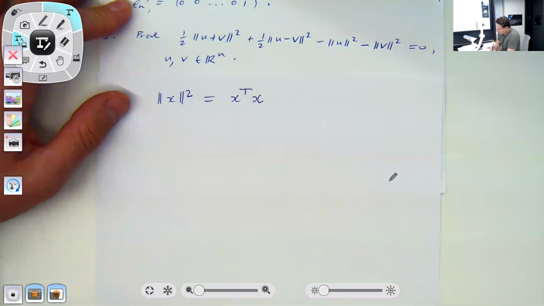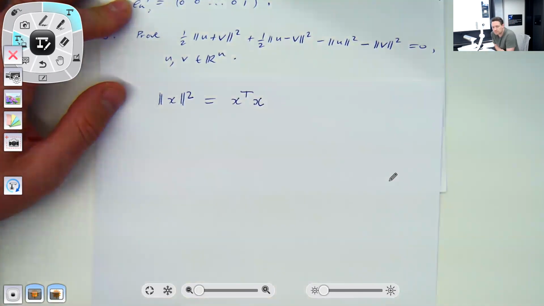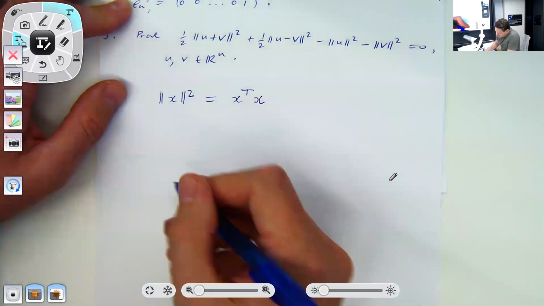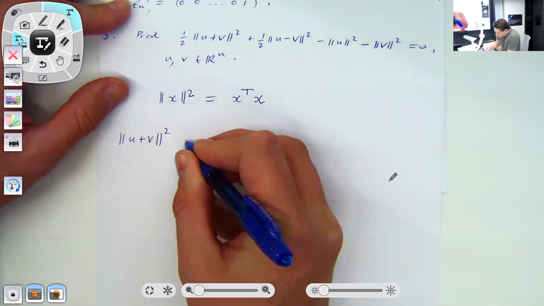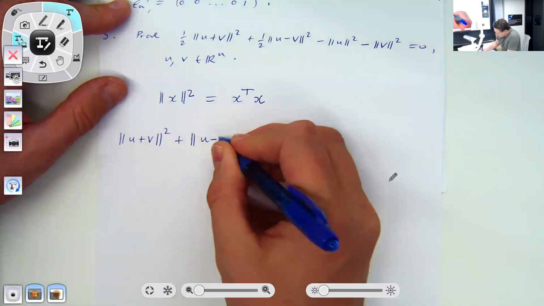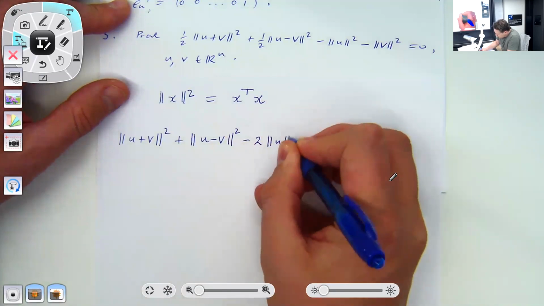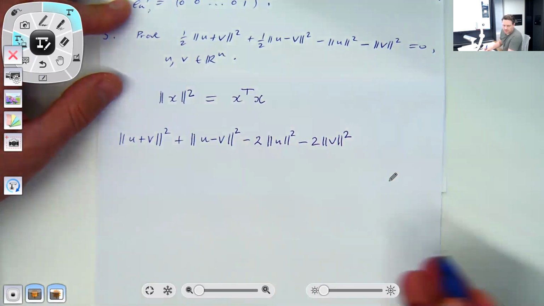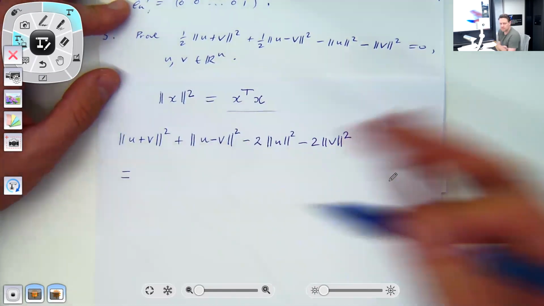So the left-hand side, now what I want to do is deal with twice this because I think it's just arithmetically somewhat easier. I don't have to worry about the halves. So I'll multiply through by 2. Then I'll deal with the norm of u plus v squared, plus the norm of u minus v squared, minus twice the norm of u squared, minus twice the norm of v squared. Okay, this is what we're going to expand using this. So I'll put my equals underneath because it's big.